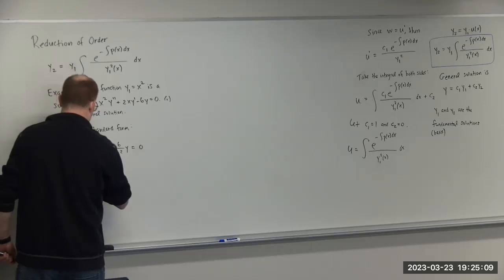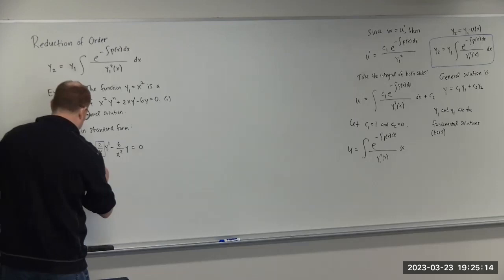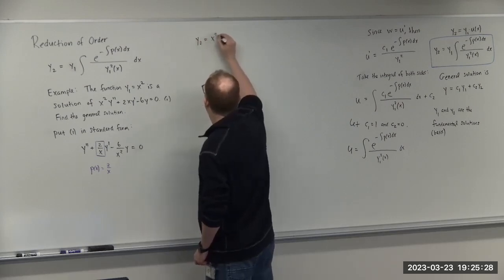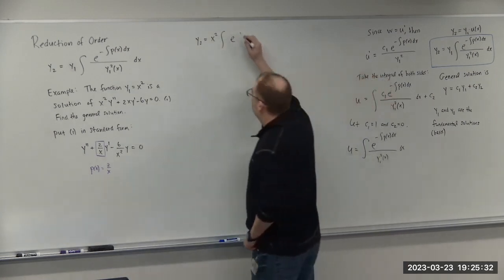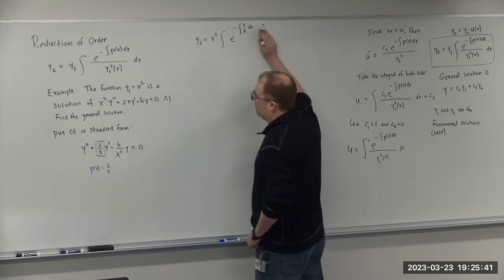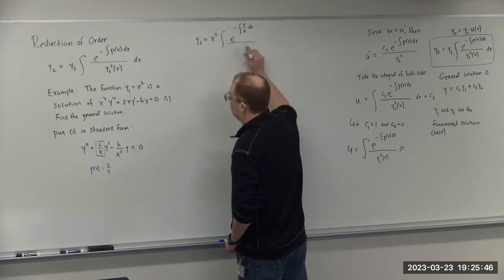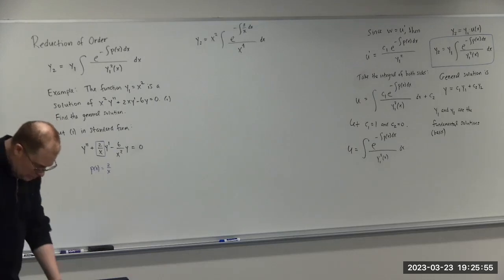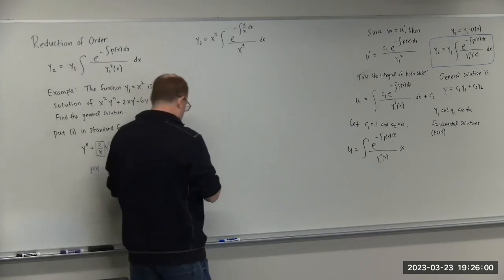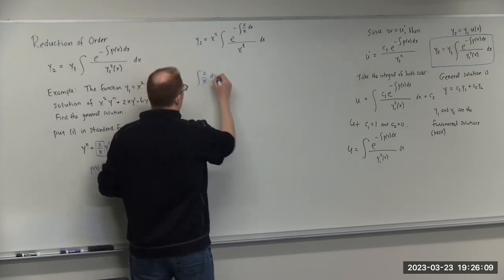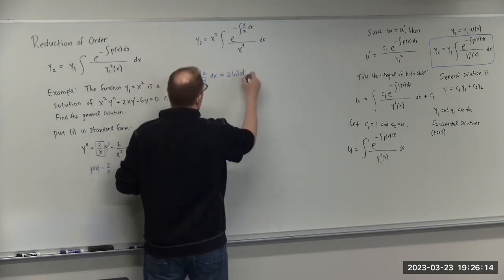Remember, this is P. And so we have y1, which is just x squared, times the integral of e to the minus integral of 2 over x, divided by y1 squared. So that's just x squared to the power 2, which is x to the 4. Let's do a little bit of side work here. I'm sure all of you know what the integral of this is. So you get 2 times the natural log x.